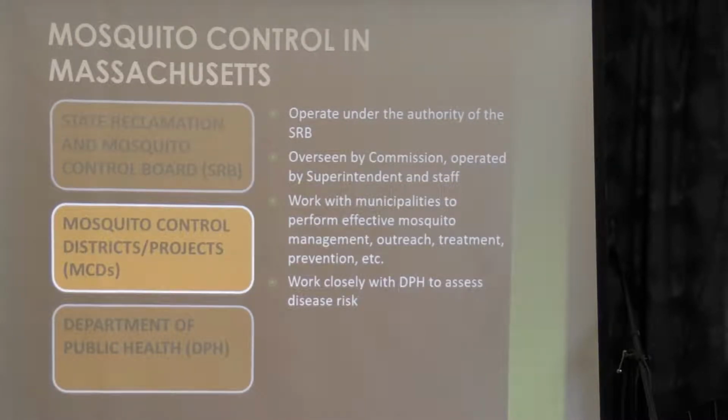All right, so the mosquito control districts or projects, unfortunately, some of them like to call themselves districts and some projects, so there's no good acronym for that. They're operating under the authority of that board, but they operate also fairly autonomously. They each have a superintendent. They have their own offices within the geographic location that they're in. They're the ones that are doing mosquito management.